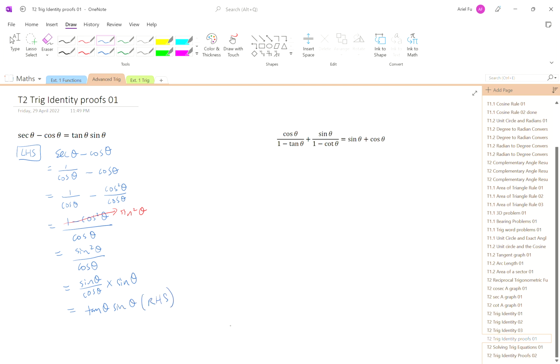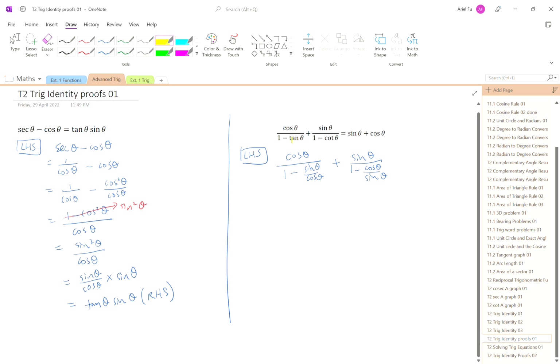Okay. Second example over here, we've got lots of sines, cosines, and tangents. Again, I'm going to start with the left-hand side. And if you observe the right-hand side, you only have sine and cosine left, which means that I will have to rewrite tangent and cotangent in terms of sine and cosine. So this is the same as this, plus sine theta over 1 minus cosine theta over sine theta. All I did here was rewrite tangent as sine over cosine and rewrite cotangent as cosine over sine.